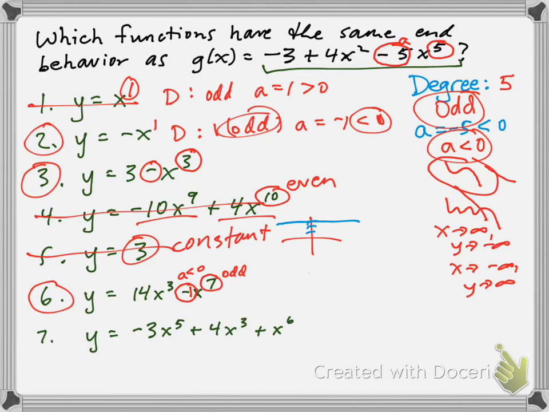And then finally, number 7, you look for the largest power for the degree. Largest power is 6, so the degree is even. And it doesn't matter what the a is, because if the degree is even, it will not have the same end behavior as an odd-degreed polynomial. So the 3 functions, just to summarize, that have the same end behavior as the given function g of x are numbers 2, 3, and 6.